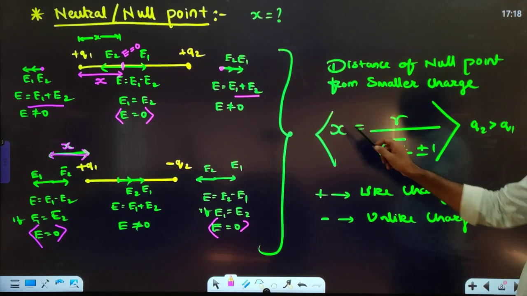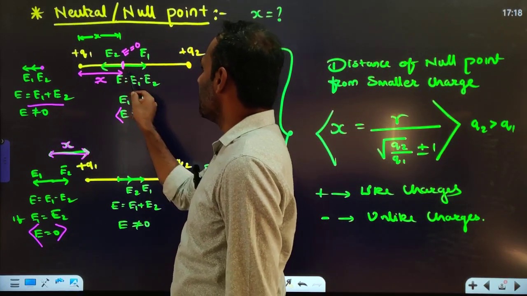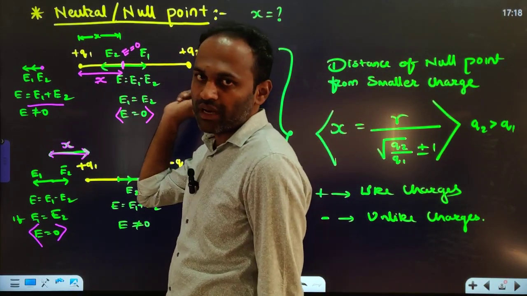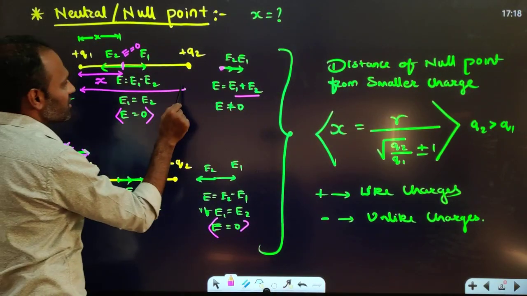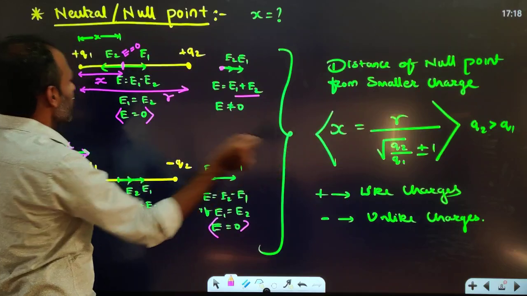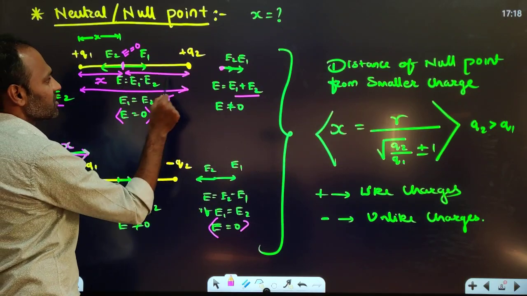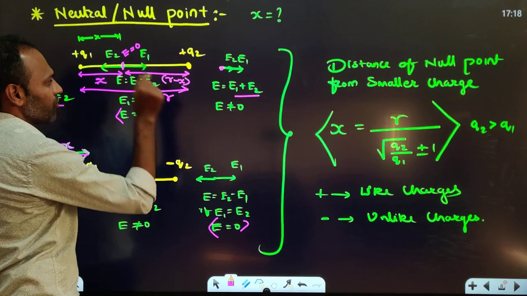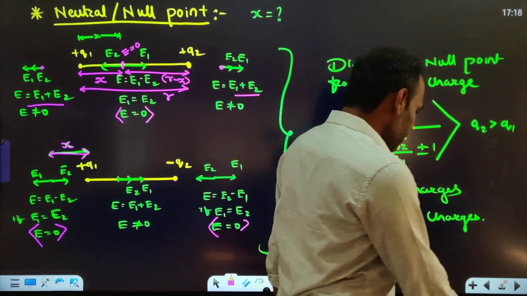Right? So this formula will give you the distance from the smaller charge. If q1 is small and q2 is big, you get this distance after using that formula. Suppose the question asks for the distance from q2, the distance between the two charges is given. Using this formula you get x. So r minus x gives you this distance, the distance from the bigger charge. So this is the formula to find the neutral point or the null point.